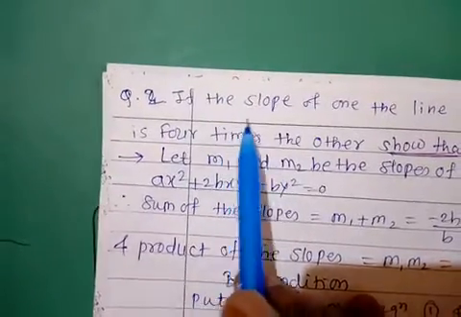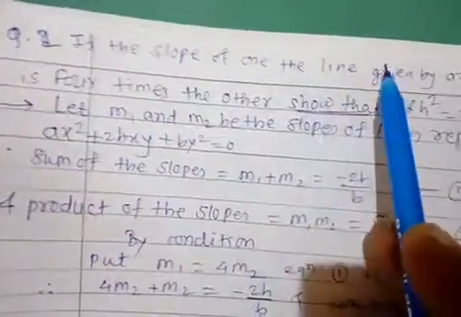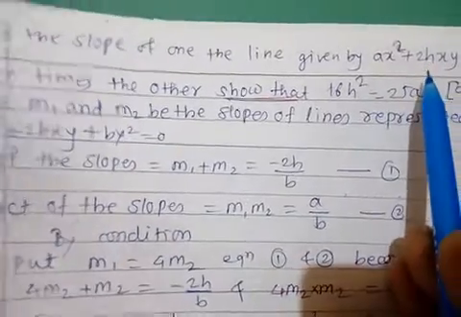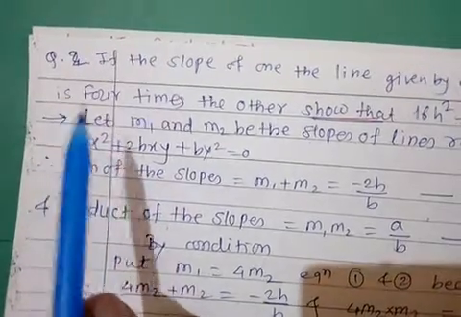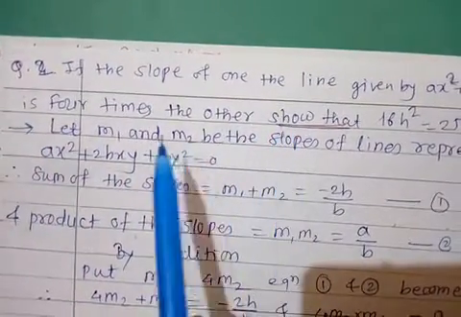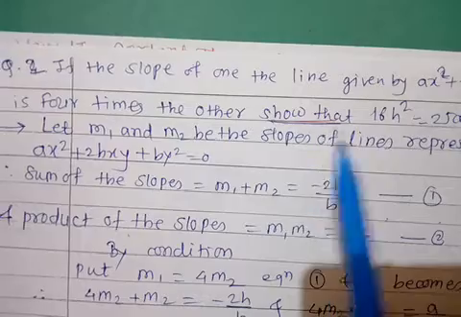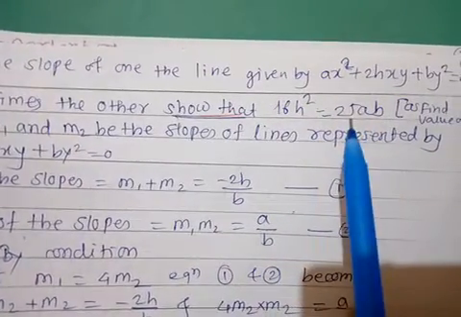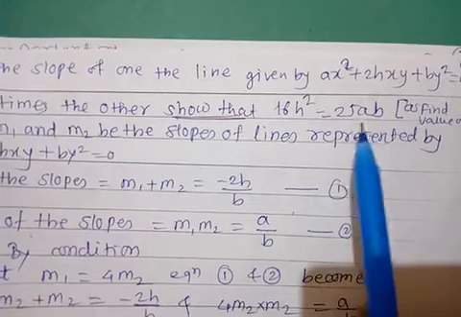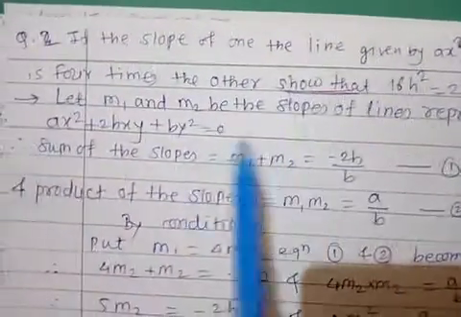Another question is like this. If the slope of one of the lines given by ax square plus twice hxy plus by square equal to 0 is 4 times the other, then show that 16h square equal to 25ab. It is a very important question.